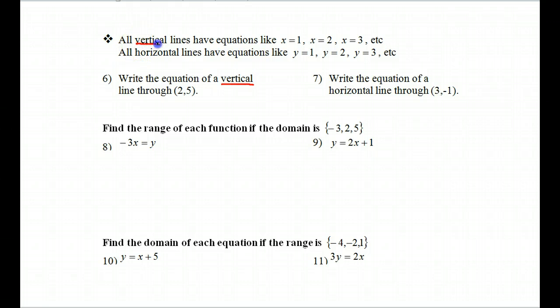Remember that vertical lines have equations that are always x equals something. So if it's going to be a vertical line, you know it's going to be x equals something. It's just a matter of x equals what? Well, look at the one point that we have here. Which one of these is the x value? The 2. Okay, so the equation must be x equals 2.